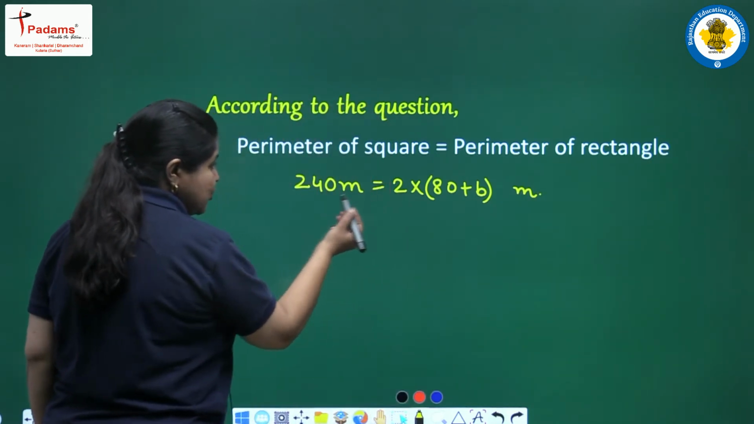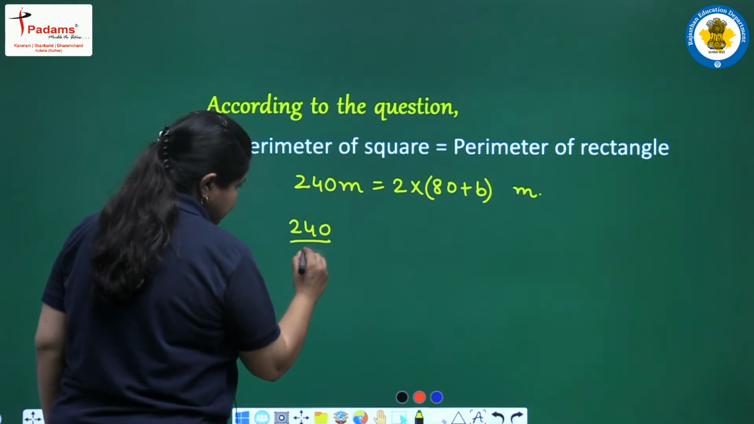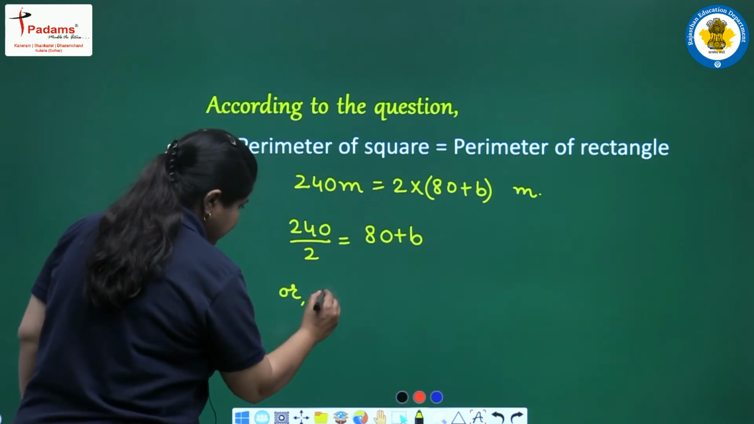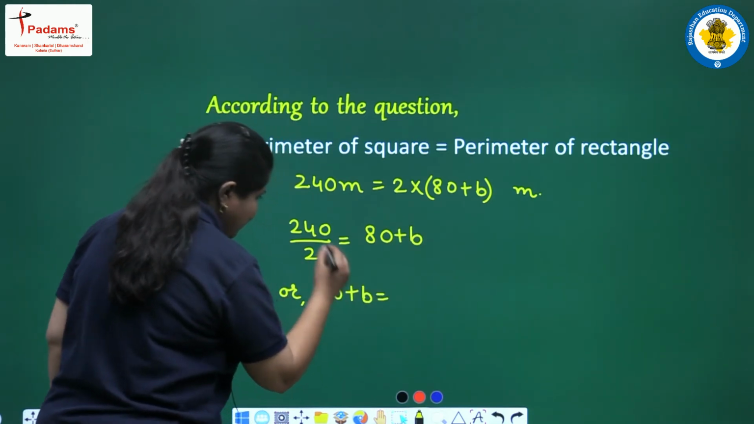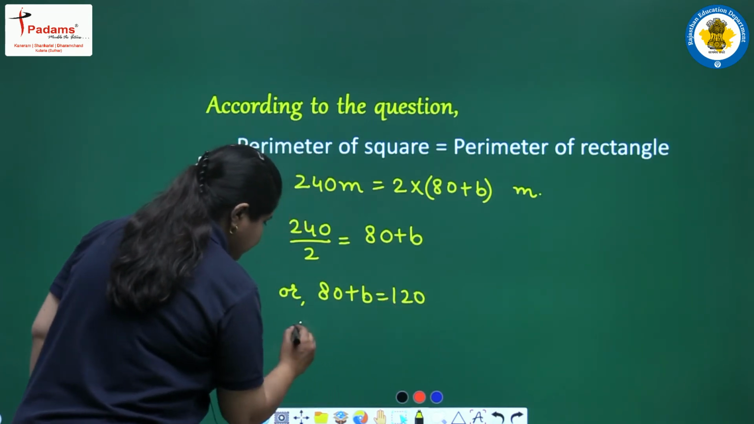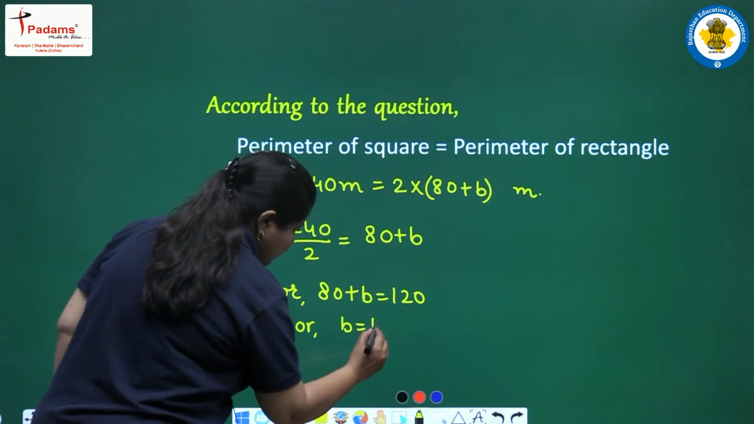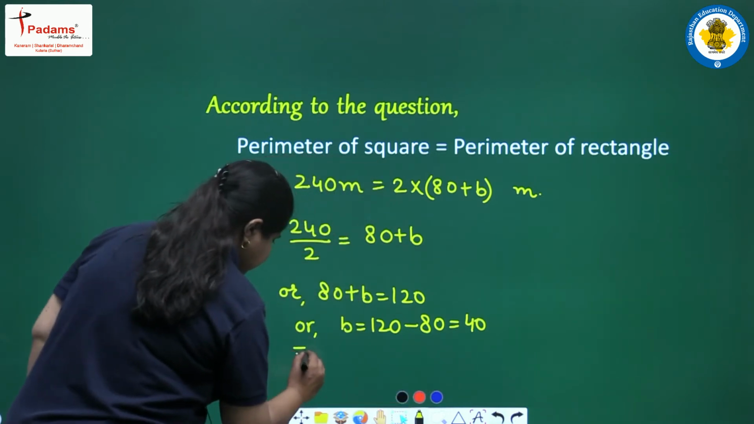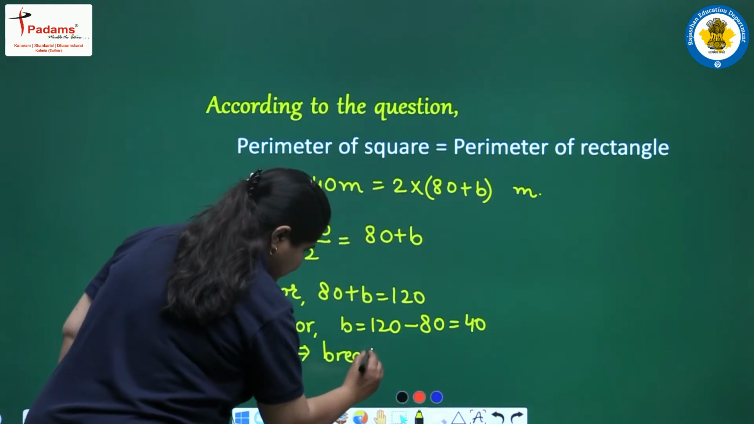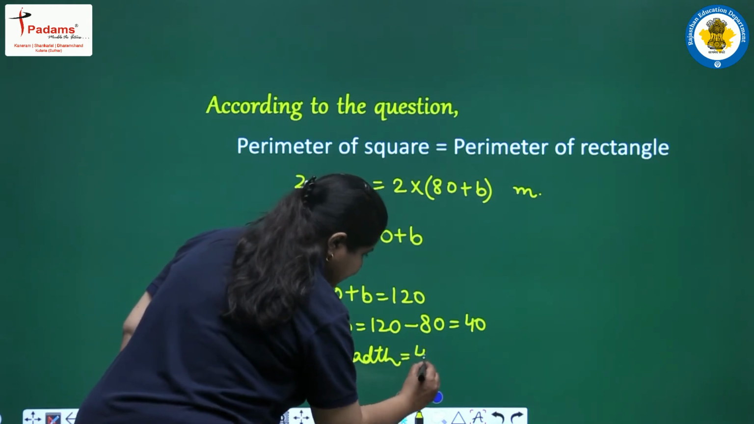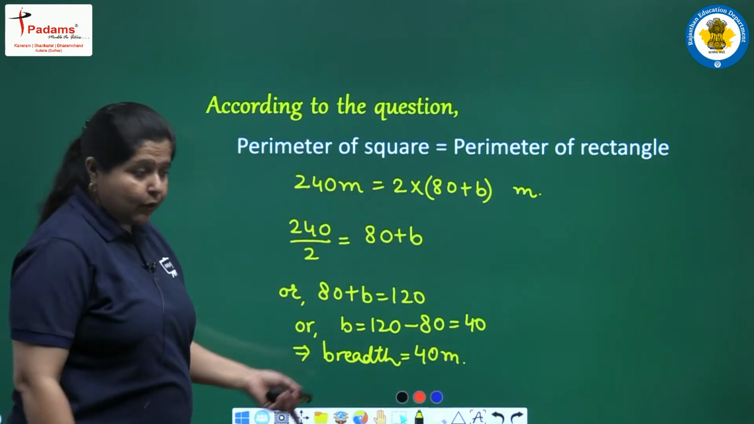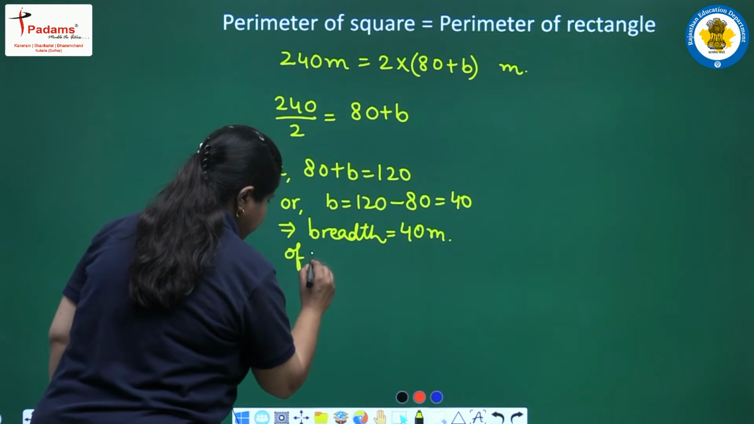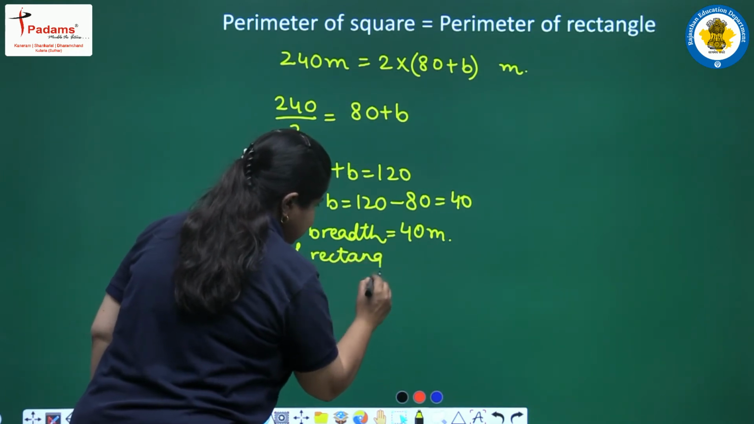Now we can bring this 2 to the LHS in the division after transposing. Here we will be left with 80 plus B, this is equal to 240 by 2, it will be 120, or now we can write B equal to 120 minus 80, this will be equal to 40. This implies that the breadth of the rectangle is equal to 40 meters.